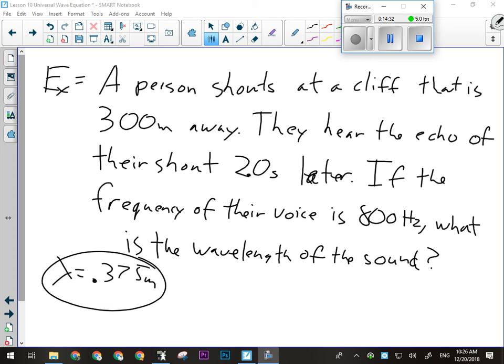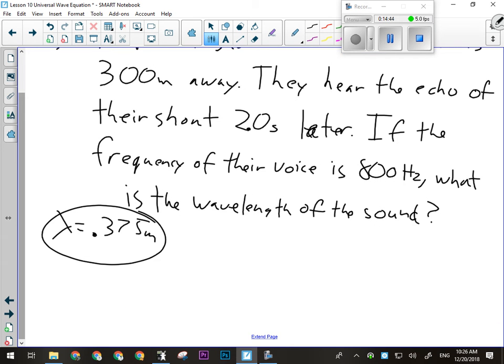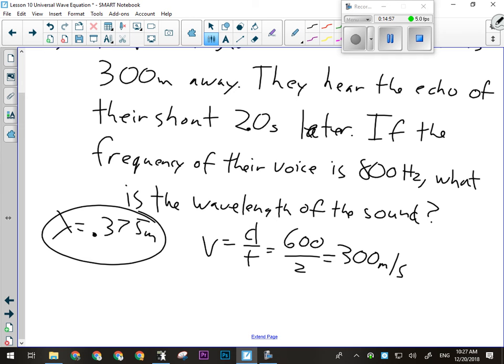So the trick to an echo question is that you have to remember an echo is a reflection, and a reflection has to go there and back, which means that this sound travels 600 meters in 2 seconds. So to get the speed, we simply go distance over time. 600 divided by 2 gives us 300 meters per second.